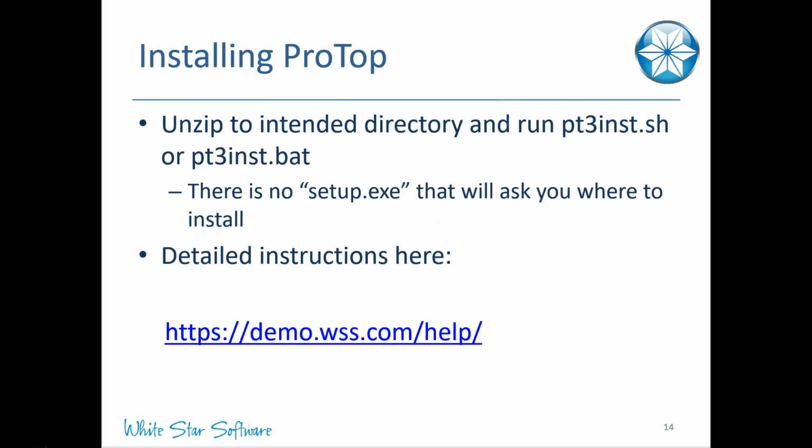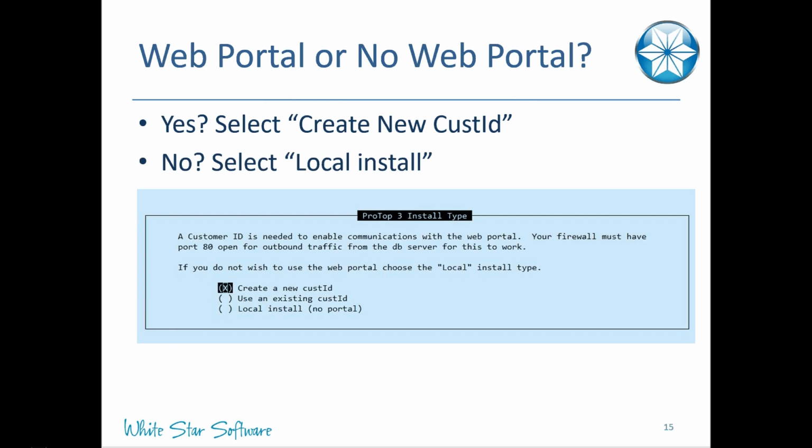All right, so unzip it. There's no setup.exe, just unzip it. It doesn't ask you where to install it. So create a directory called ProTop and unzip the file into the ProTop directory, and then run pt3nst.sh or pt3install.bat. Who's on Windows for their database servers? So a few of you. So run the bat file. There's no setup, and we have detailed instructions on the website that you can follow along.